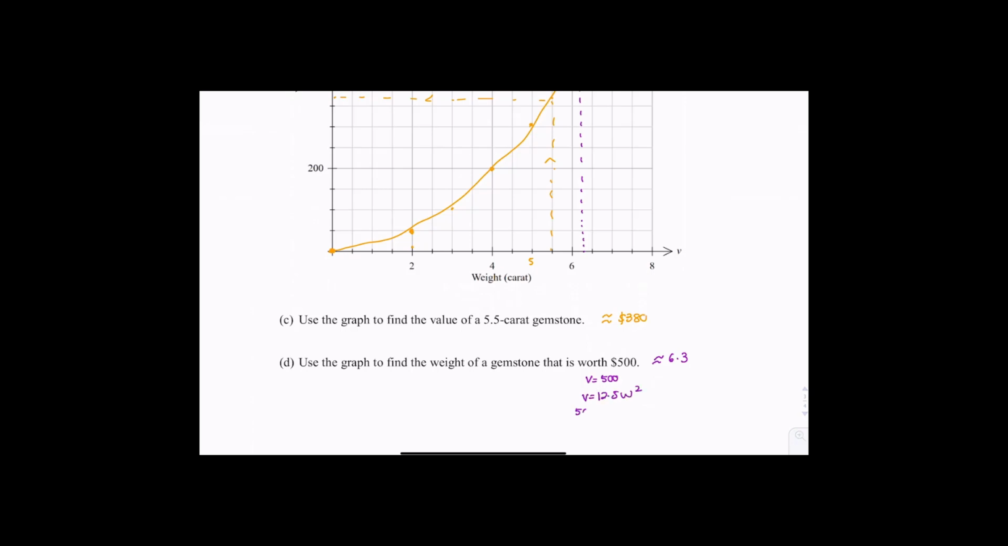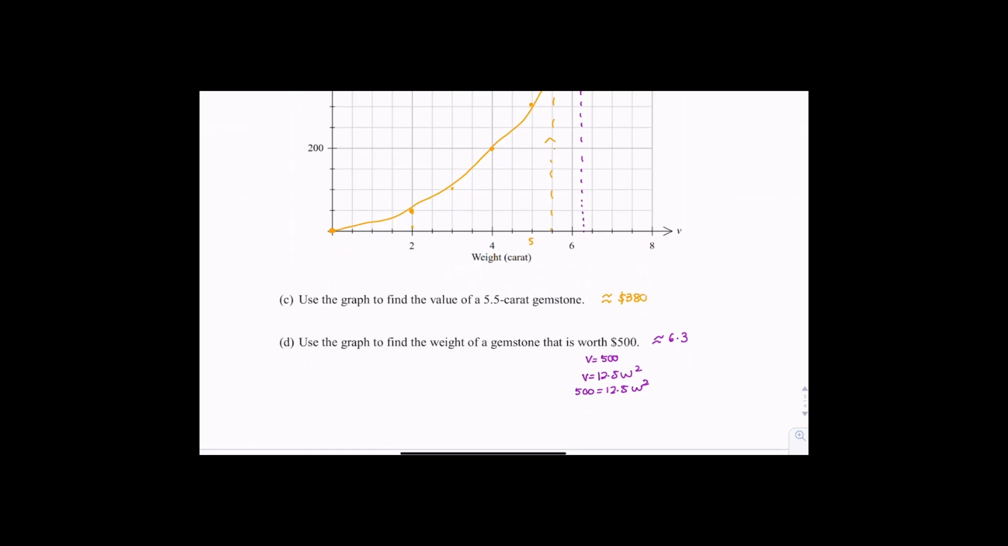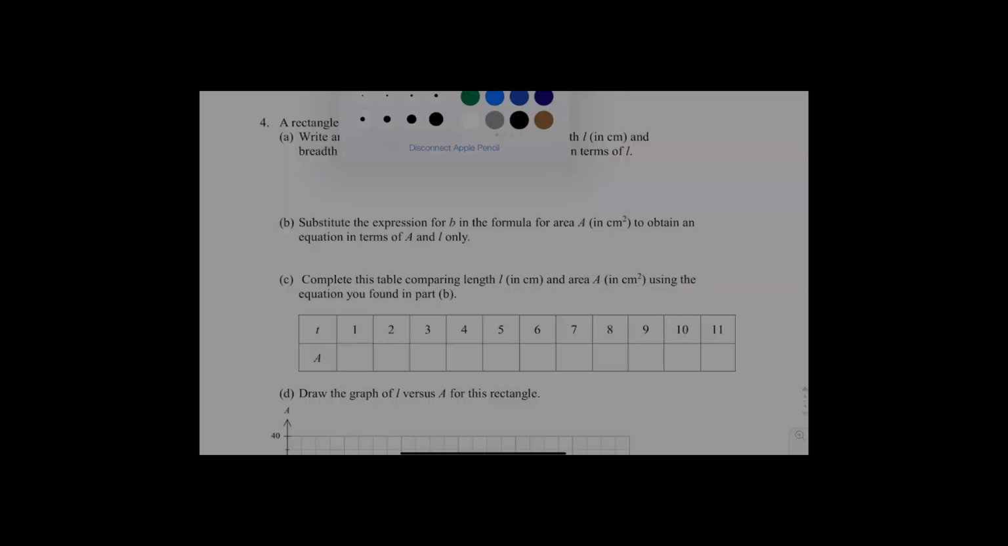So I could just substitute in, and I could check that I've got an answer that is in the ballpark. So if we do this, and don't forget to take the square root, you're going to divide 500 by 12.5 and take the square root of that. You get 6.325. So we're kind of on the right track. Using the formula would be more accurate, but we were asked to use the graph.